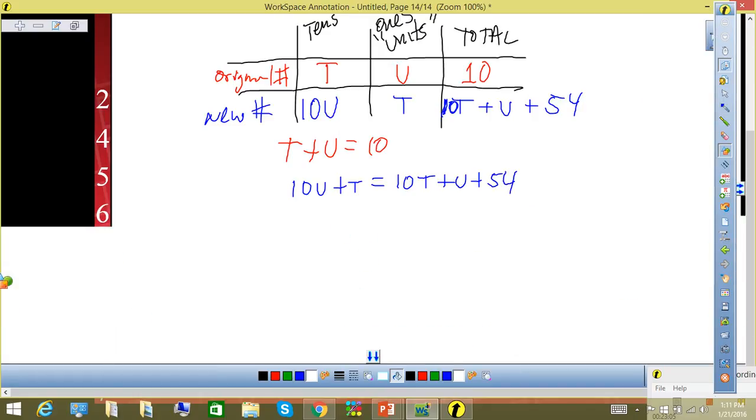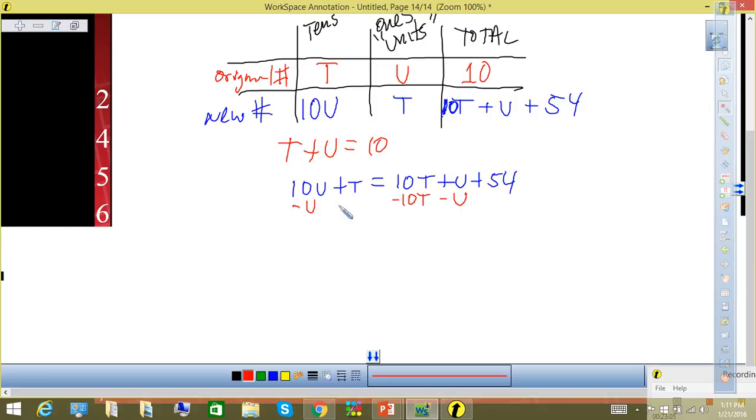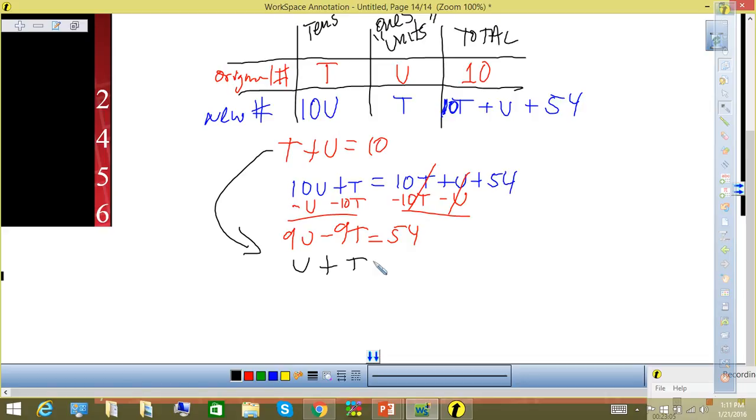Now, before you leave, let me just show you how to set up the system to solve. Don't we need to get all variables to one side? Yeah, so here I subtract 10T, and I subtract U from this side. Whatever I do to one side, I do to the other. Subtract U and subtract 10T. Everybody see what I did? We got 9U minus 9T equals 54. Are we there so far? And then I bring this one down over here, and I'm going to write it in this order. I write the U first, plus T equals 10. Do you know how to solve this system?